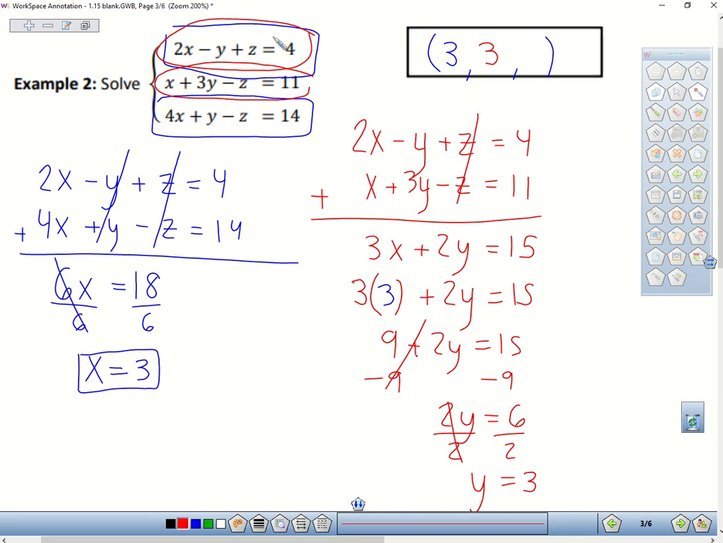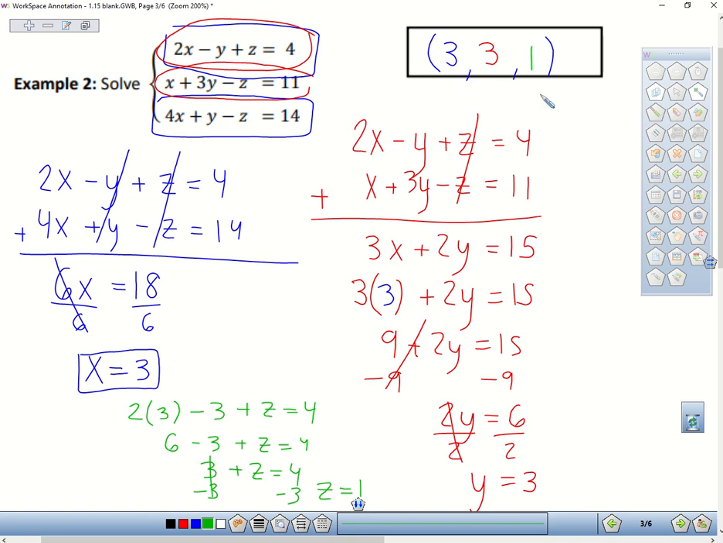And then our last step is to pick one of the original equations, any of them, and plug in for x and y, and then solve for z, your last variable. So I'm just going to pick the first one, but that's totally random. So that's 2 times 3, my x value, minus 3, my y value, plus z equals 4. That's going to give me 6 minus 3 plus z equals 4. That gives me 3 plus z equals 4. I subtract 3 on both sides, which means z is equal to 1. So that would be the solution to your system.